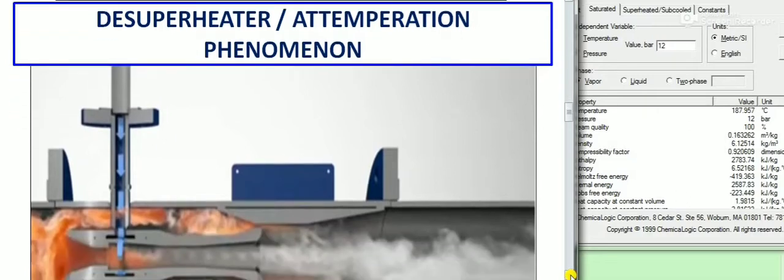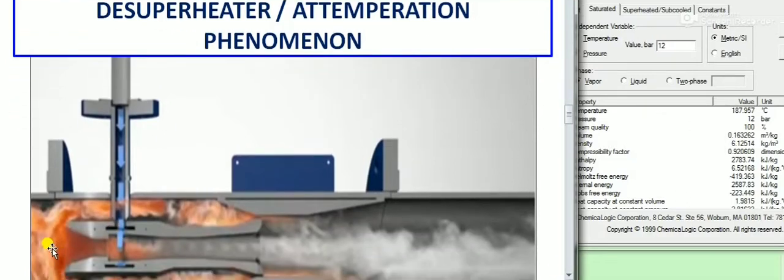How it is happening: superheated steam enters here and water enters from the top, and then it gets water droplets by the Venturi effect. Fine droplets mix with the superheated steam and then saturated steam is produced.